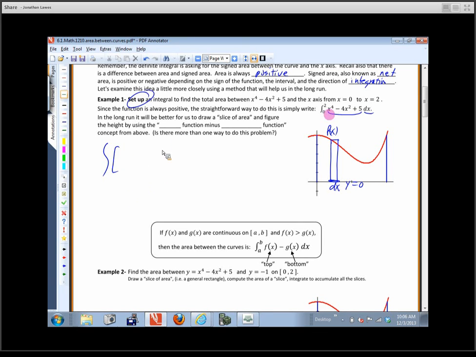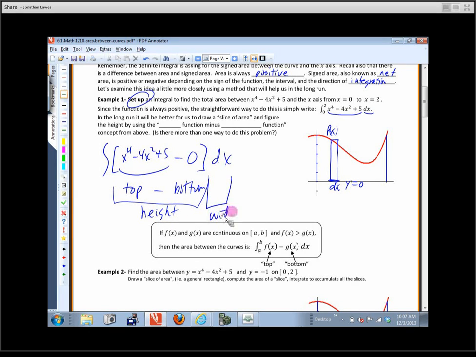I'm going to take that top function, x to the fourth minus 4x squared plus 5, and I'm going to subtract where the bottom is. The bottom was 0. Now that looks like a really silly thing to do. This is the top of the rectangle, and then if I subtract where the bottom is, that should tell me how far it is from this top point down to this bottom point. Right. Silly thing to do on this problem, but that will tell me how tall it is. These two things together will give me the height of the rectangle, and then the width is what we normally have, just dx.